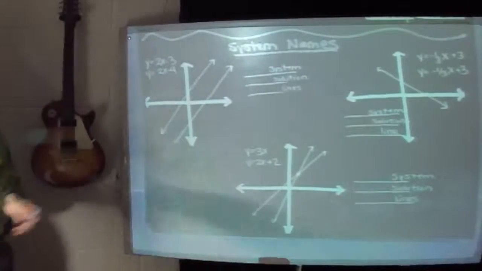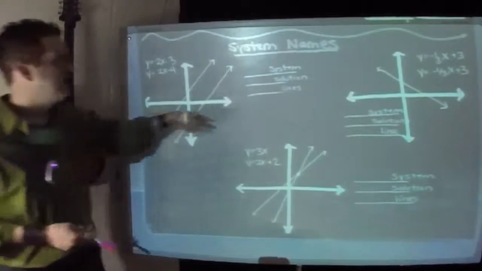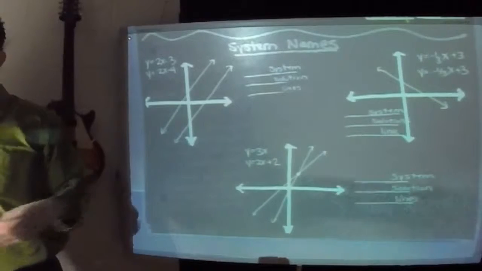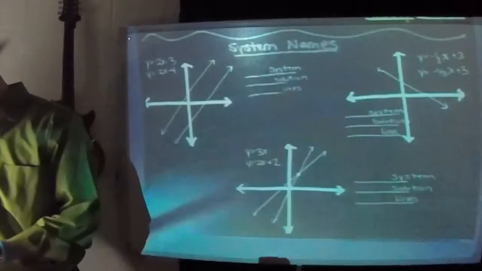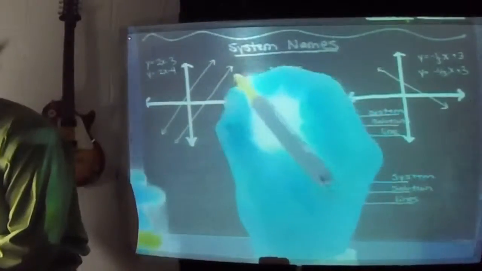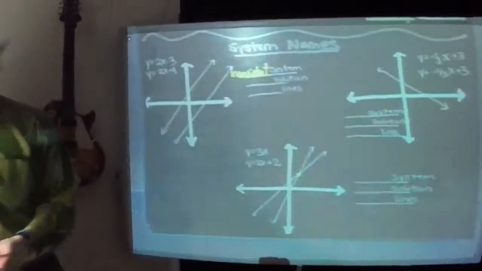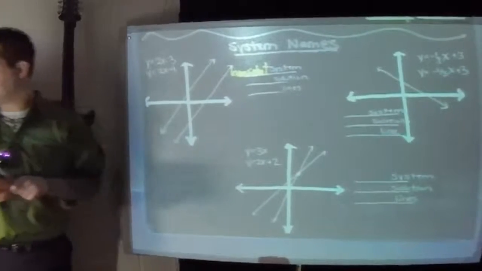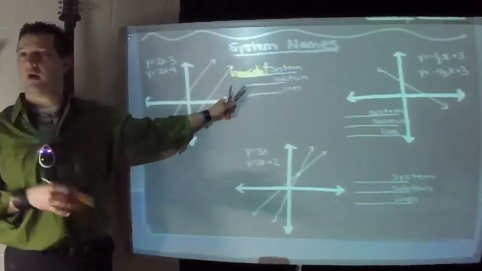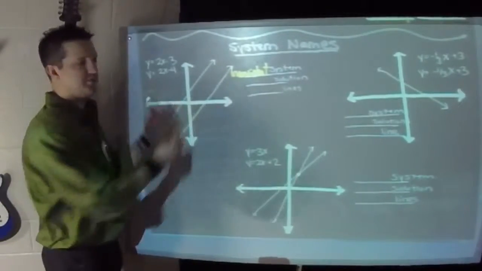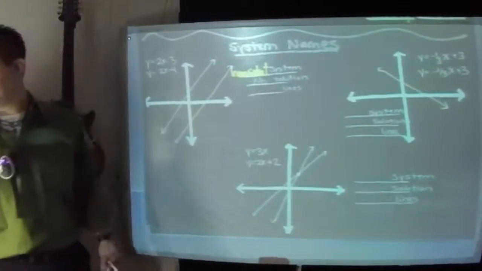System names. Now, parallel lines, as you can see, they have the same slope. That's what makes them parallel. This is called an inconsistent system. If you have no solution, it's a crappy system. We call it inconsistent. Inconsistent system has how many solutions? No solution. Inconsistent system has no solution. It's parallel lines.